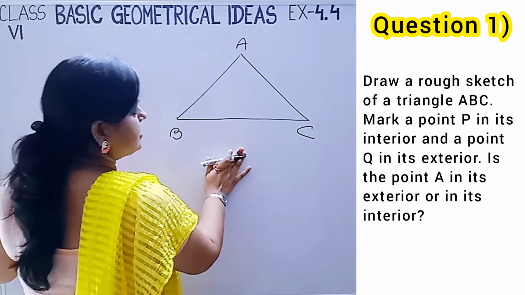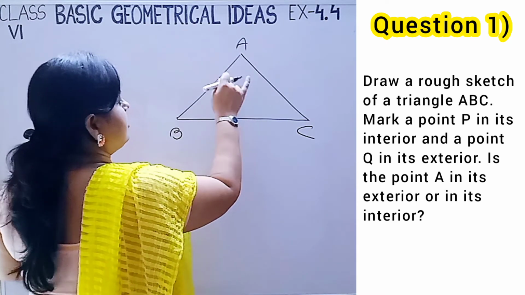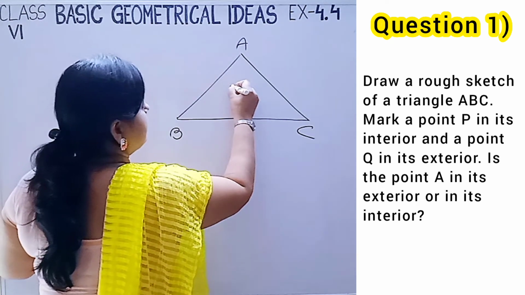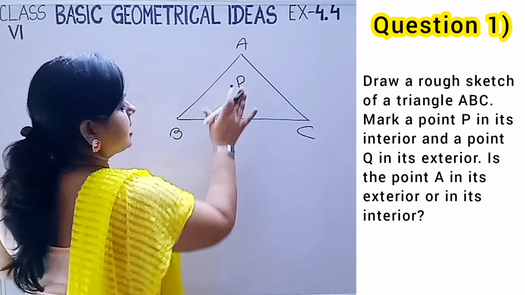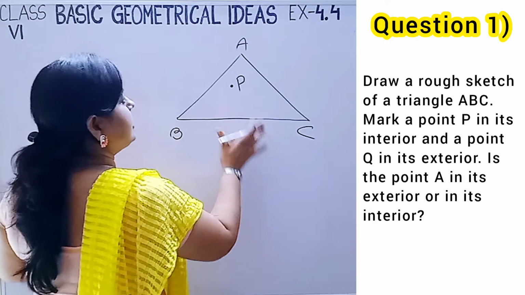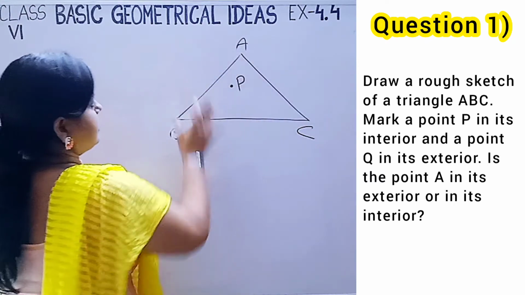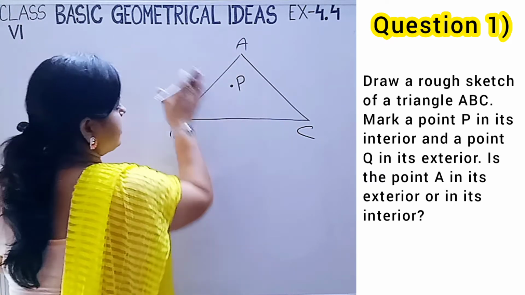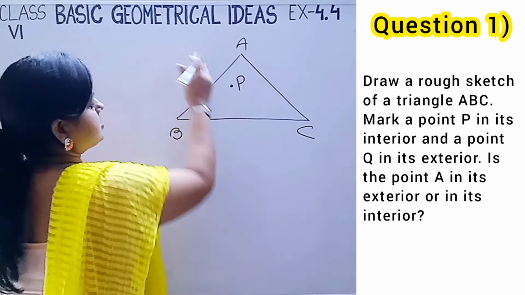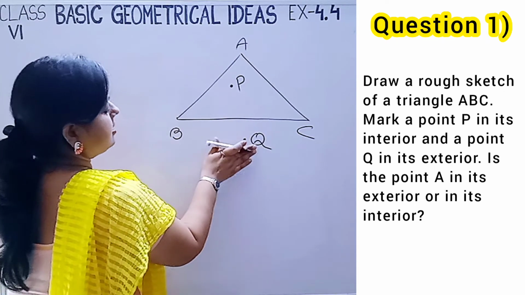Now the second thing is we have to mark a point P in its interior. So interior is inside of the given figure. So I am marking P here. Now the third thing is we have to mark a point Q in its exterior. So these areas are exterior. Exterior is outside of the figure. So I can mark here, here or here. So I am marking point Q in its exterior. So this is our answer.